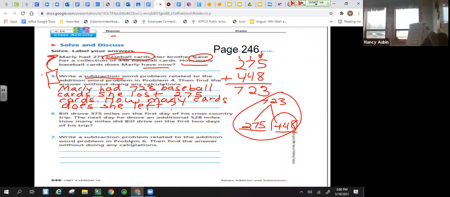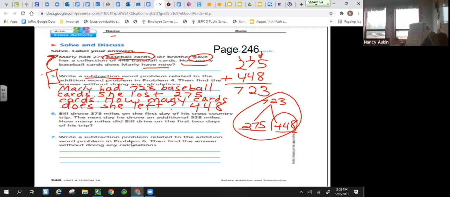448. It's gonna be 448, right? Because I already know it. I'm using my addition to help me with my subtraction because they're related. They're the inverse.